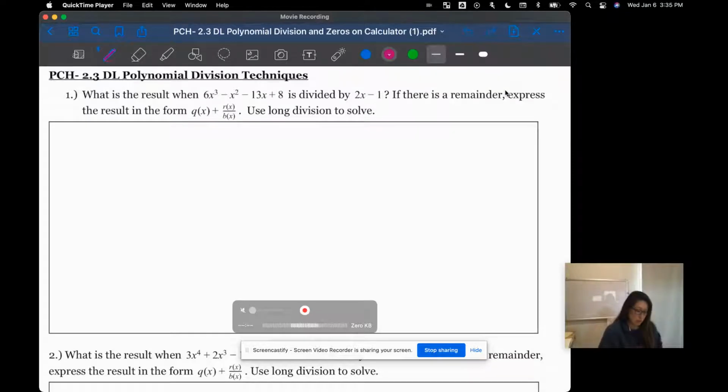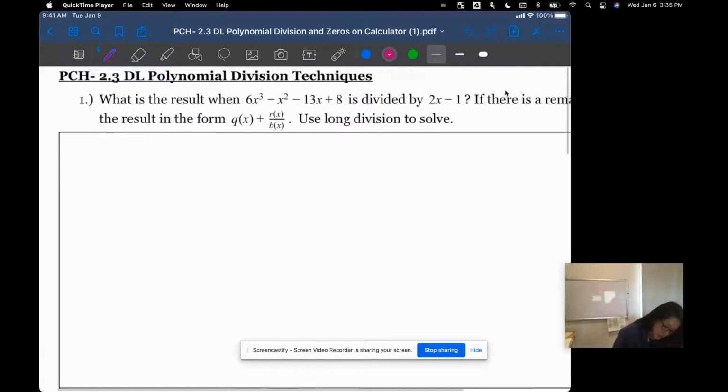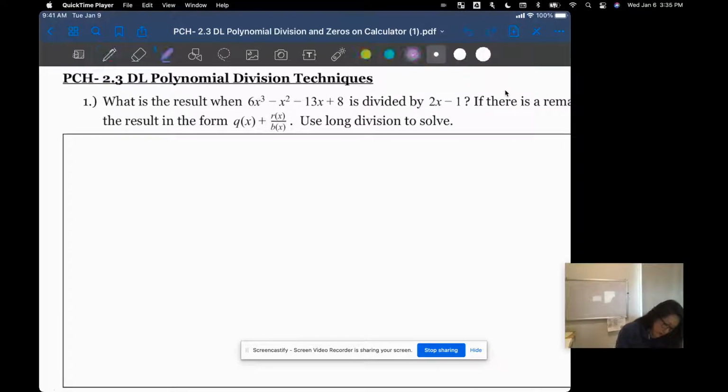Okay, we're going to use long division first to divide, and then do a couple of examples of synthetic division, and then look at how we can use our calculator to find the roots of a polynomial. So the first thing we have is we're going to divide the polynomial 6x cubed minus x squared minus 13x plus 8. And we're going to divide that by 2x minus 1.